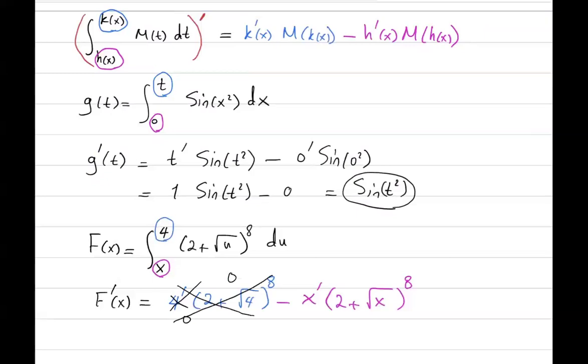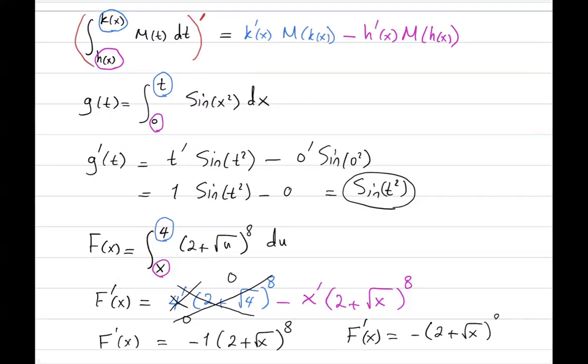The derivative of x is just 1, so f prime of x is equal to -1 times 2 plus square root of x to the power 8, or the derivative of f is minus 2 plus square root of x to the power 8.